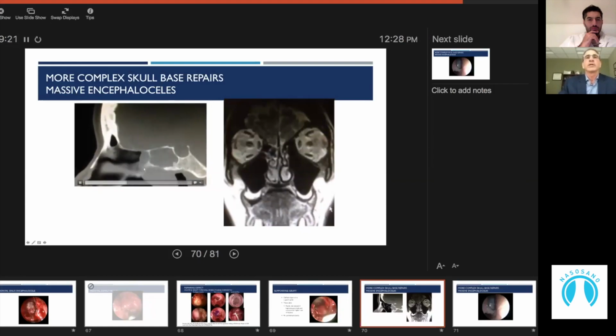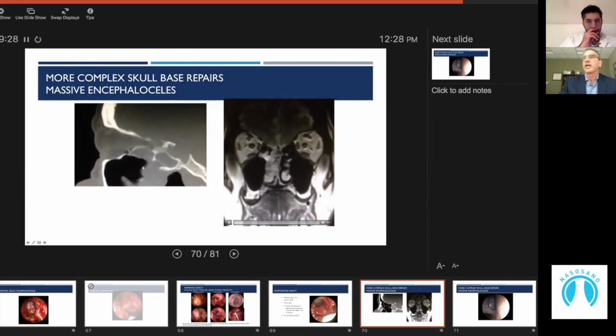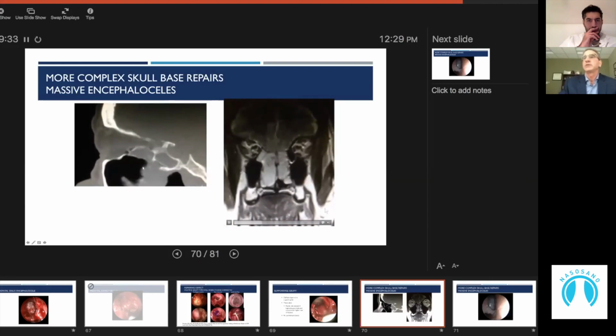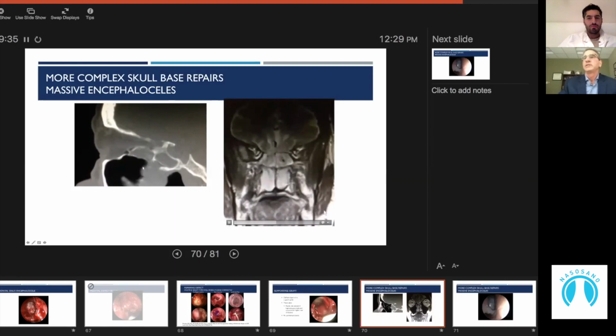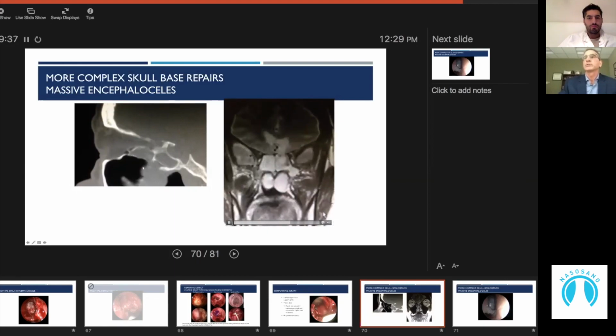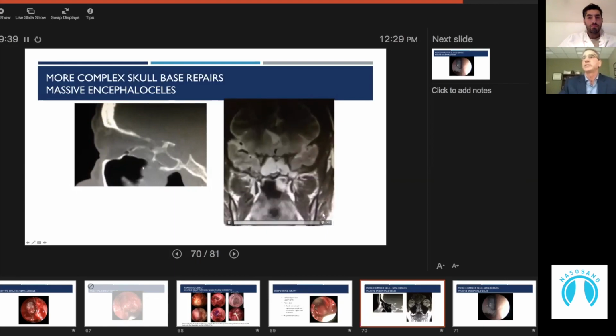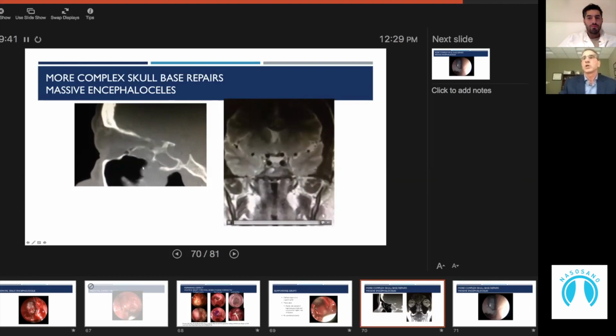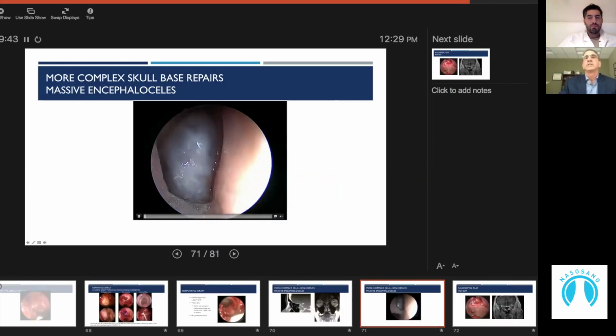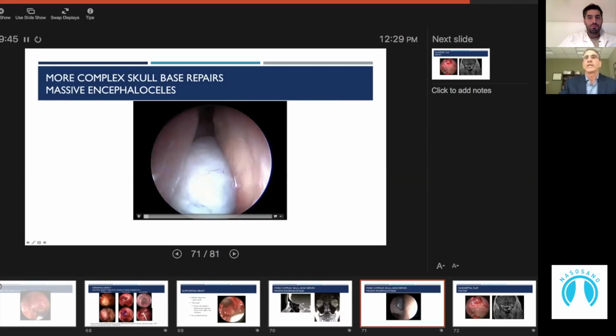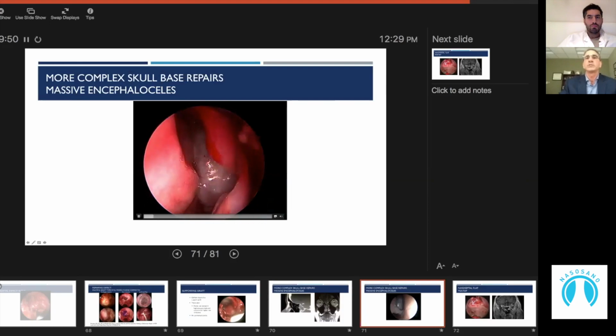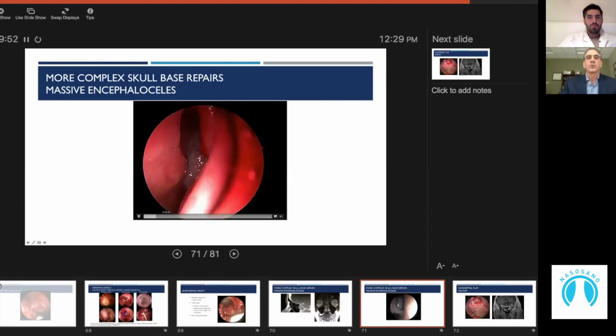This is a very complex defect, as you see here, multiple skull base defects on CT. If we look at the MRI, large encephaloceles on the right, on the left, and you can actually see part of the ventricle coming into the sphenoid encephalocele. So this is going to require a more complex repair. We can't just use a little mucosal or a little dural replacement. This is all meningoencephalocele. So we'll fast forward.